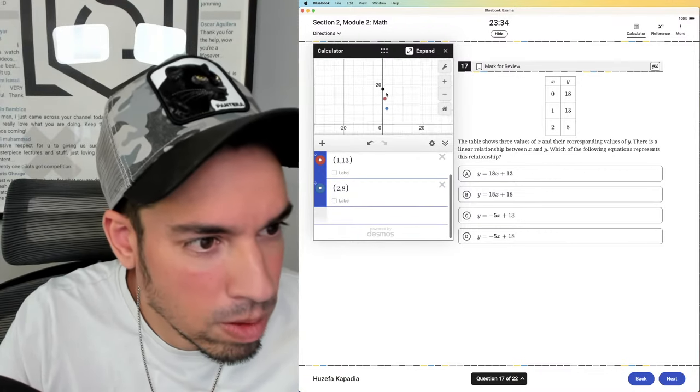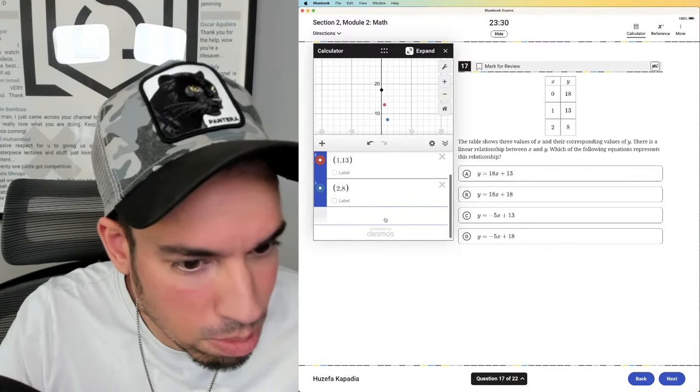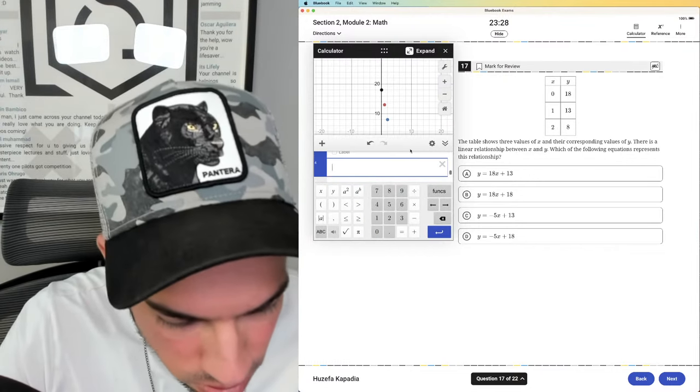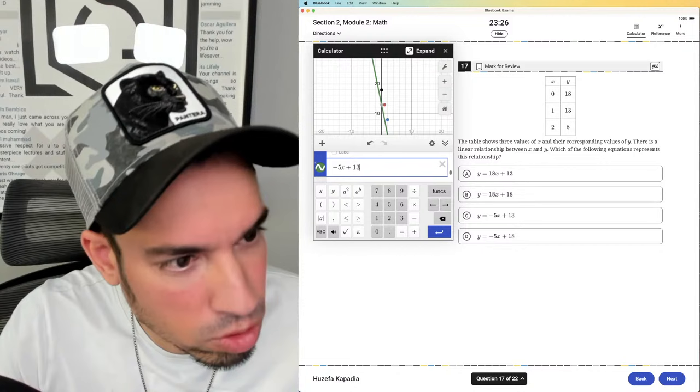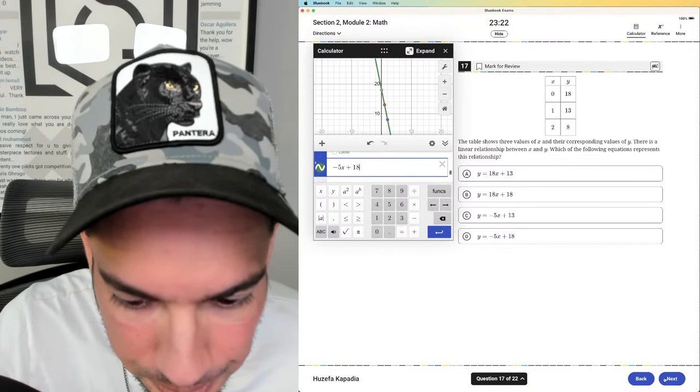And a nice little thing you can look here right away. You can see it's a negative slope. So I'm already going to exclude a and b. And it's got to be one of these. So negative 5x plus 13. Does that work? Nope. But the 18 hits them all. So you know D is the winner.